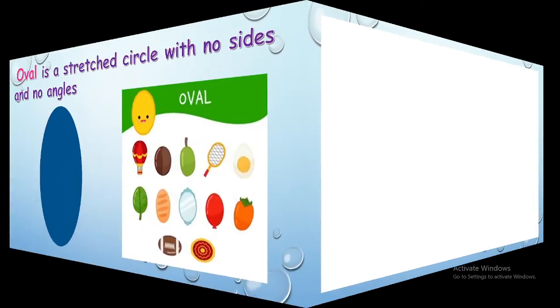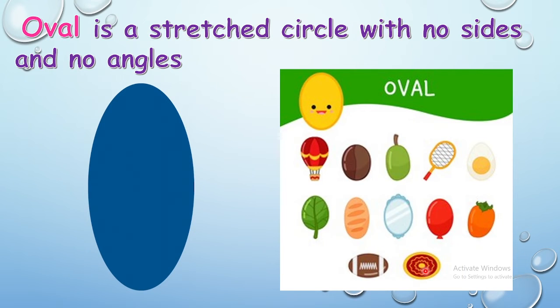Okay, I'll repeat. For today, we only have four kinds of geometric figure. You have triangle, quadrilateral, circle, and oval. For the following days after this, we'll be having more and more geometrical figures.